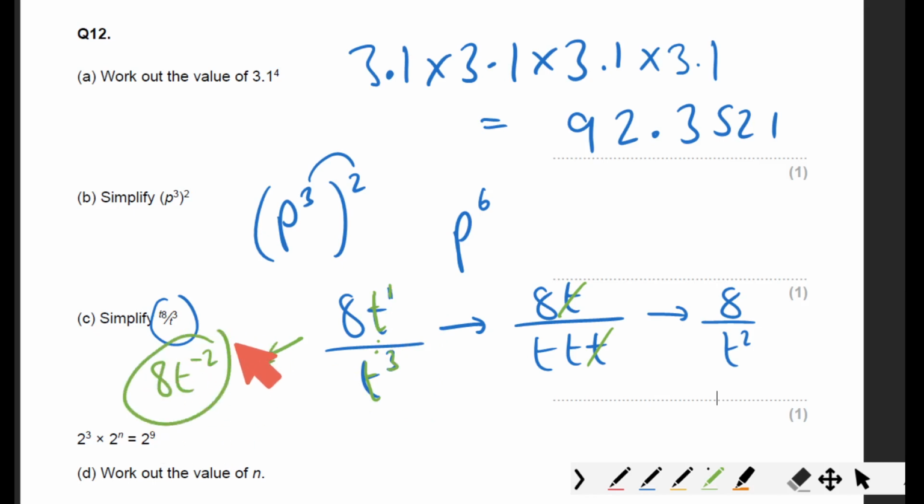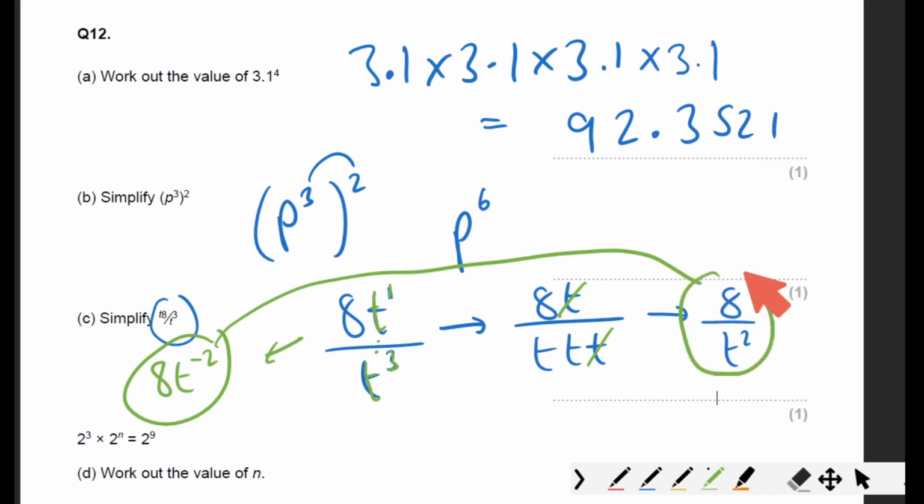Now this thing over here is actually the same as this. You could represent it as t to the power of minus 2. If you don't like negative powers, you can bring it down to the denominator, so you'll just have t to the power of positive 2.